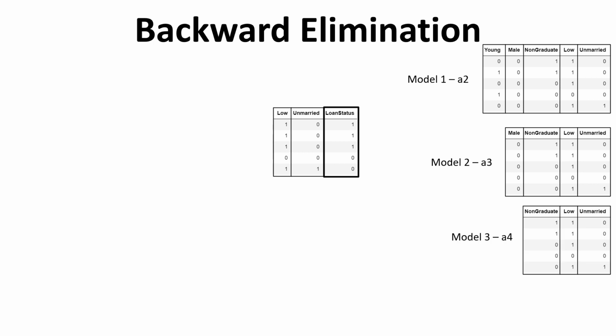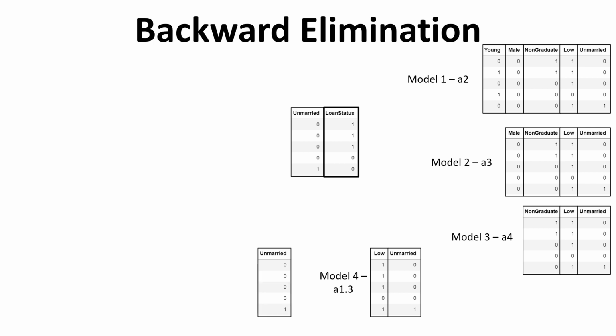In the next one, we remove the next feature, and with the remaining 2 we get the accuracy A1.3. In the next one, we again remove one, and this time we are left with one feature only, and when we train the model, we get the accuracy of 1.